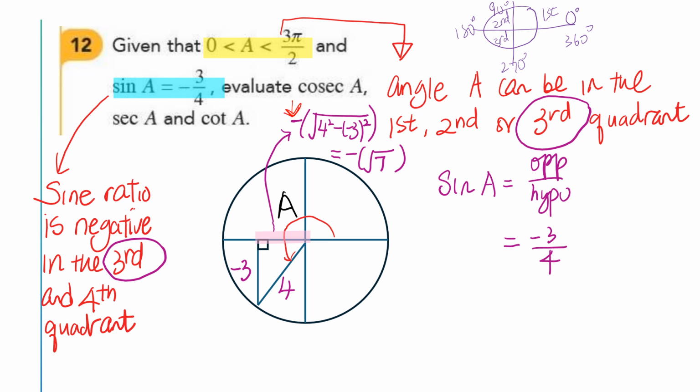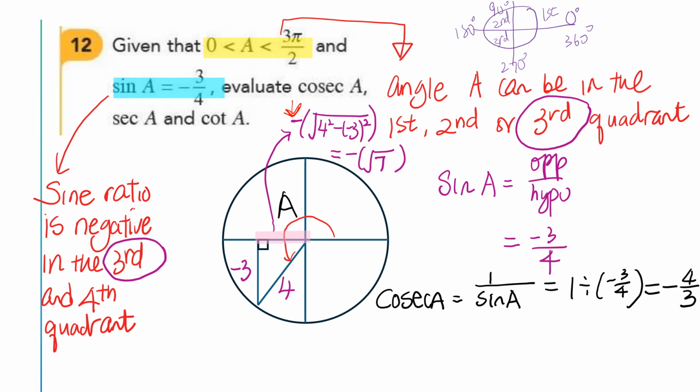Okay. So you use Pythagoras theorem, you'll get square root 7, but it's a negative square root 7 because it's the other side of your y-axis. Okay, so from there I can find my cosecant A. Cosecant A is actually 1 over sine A. You just look at the third letter. Third letter is the letter S, right? So 1 over sine A. So it's 1 divided by negative 3/4. That gives you negative 4/3.